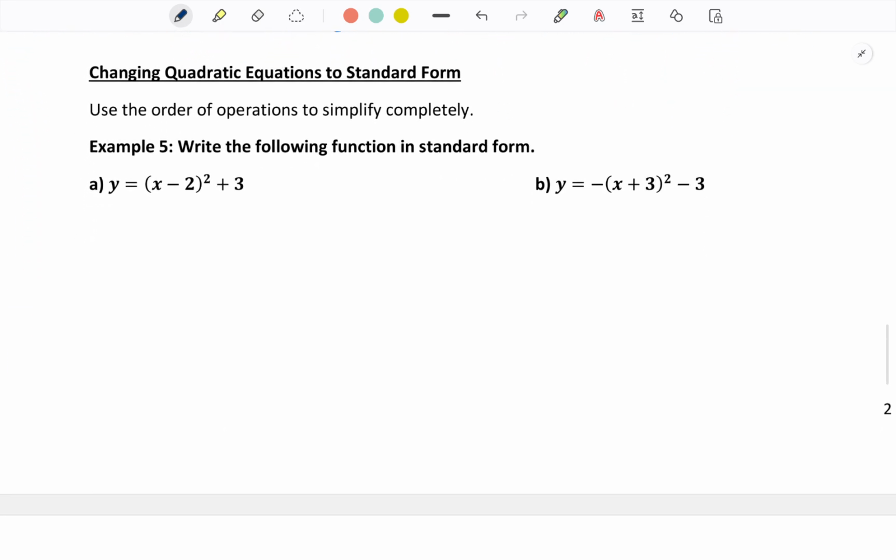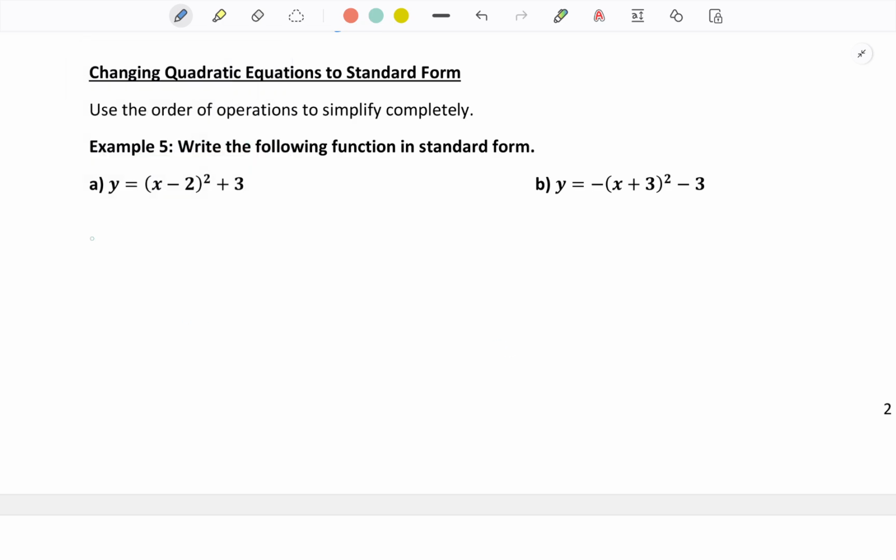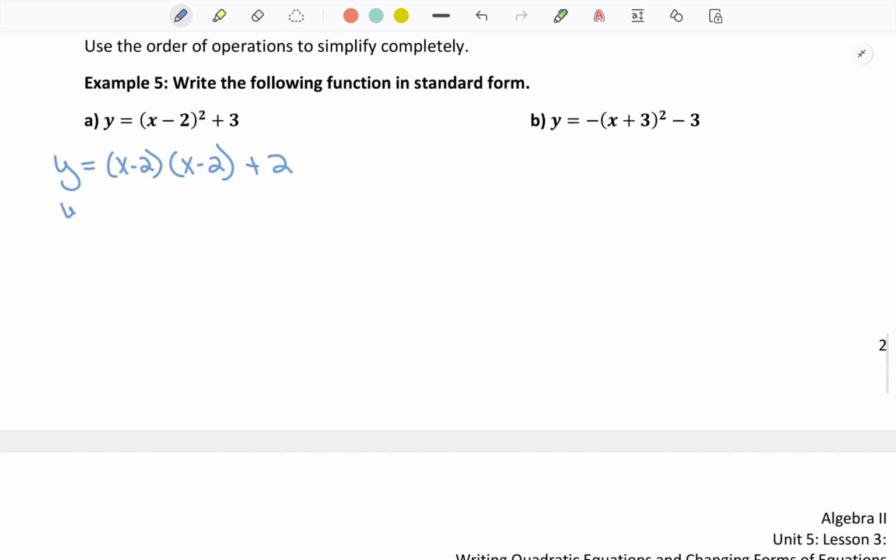All right, so now let's talk about changing to standard form. A lot of this is just simplifying, because we can take that x minus 2 squared and we can use FOIL. Just remember that you cannot distribute that squared. You have to use FOIL, because that squared means that you're multiplying what's in parentheses times itself. So you're going to have x squared minus 2x plus 4, and then bring down the plus 2. And then you'll combine like terms.